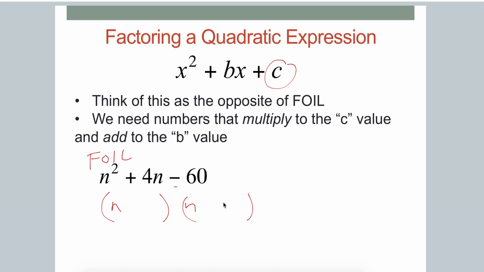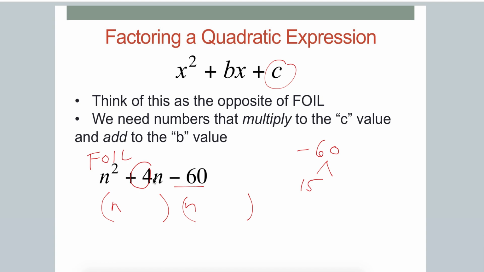And again, how we do that, we take the negative 60, because that's our constant, and I have to think, okay, what two numbers can I multiply to get negative 60? And those two numbers also have to add to positive 4. So let's guess and check. How about 30 and negative 2? Well, those definitely multiply to negative 60, but 30 plus negative 2 is 28, which is not what we want. We want 4. So keep guessing and checking.